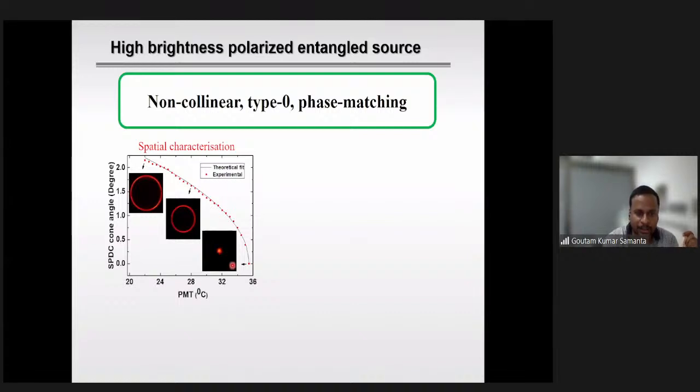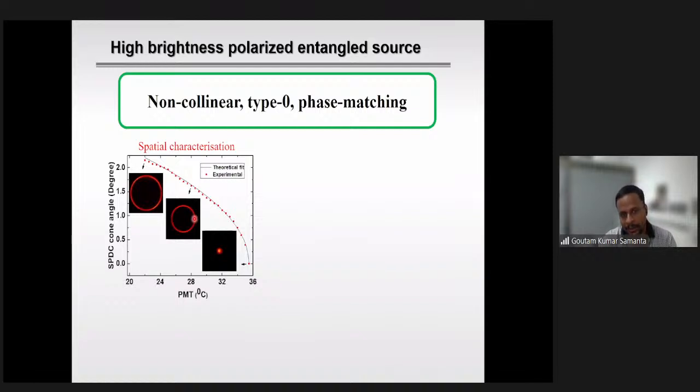That means the Gaussian distribution will turn into an annular ring, and the size of the annular ring depends upon the phase matching condition as we vary it. So you can control the ring size by simply adjusting the phase matching temperature of the crystal. In this case, the pair photons will lie on two diametrically opposite points. So if you see a photon on one side, its partner will always be on the other side. That is what we want.